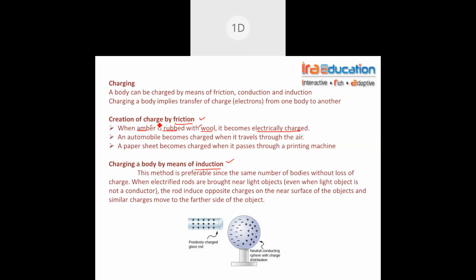Right, guys? Why is this gaining or losing of electrons happening? Because friction is some kind of energy that is being developed. That energy is being utilized so that the valence electrons are being lost or gained by a body. One is losing, one is gaining. The one who lost electrons became positively charged, one who gained electrons became negatively charged. You can see the different examples.